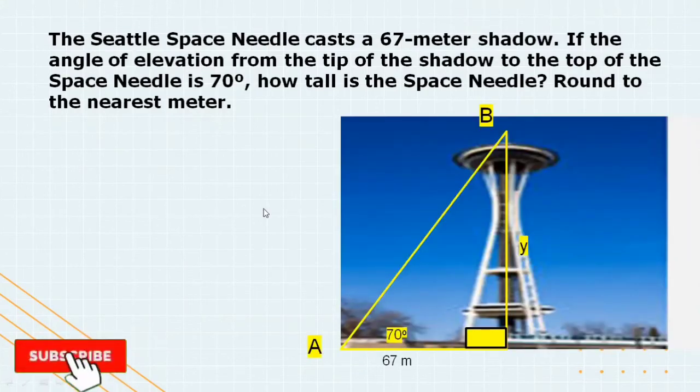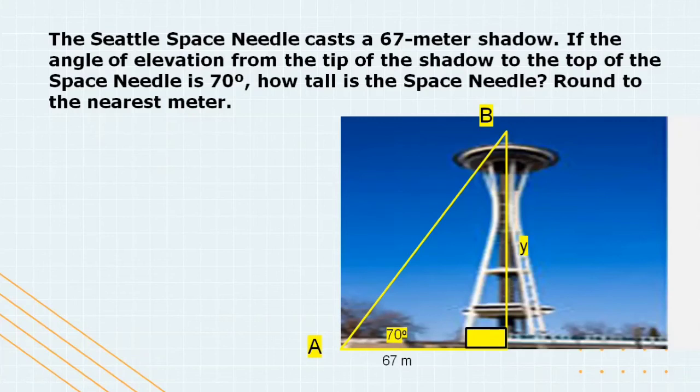So in our illustration, we are looking for the height of our Space Needle, so it is represented by our y. And we have here our angle of elevation, which is 70 degrees, and this adjacent side, which is 67 meters. So what trigonometric function are we going to use if we have this given? So we have an angle and our adjacent side.